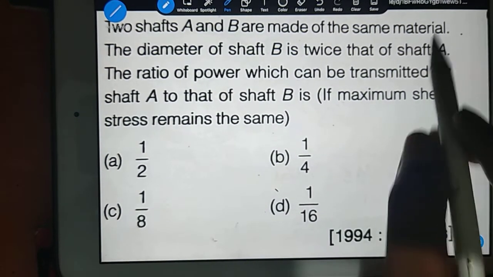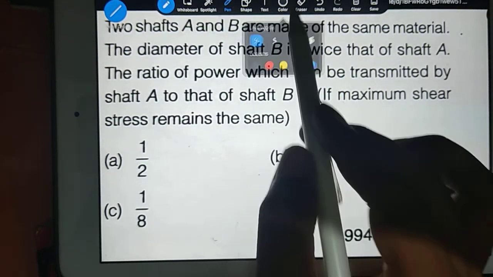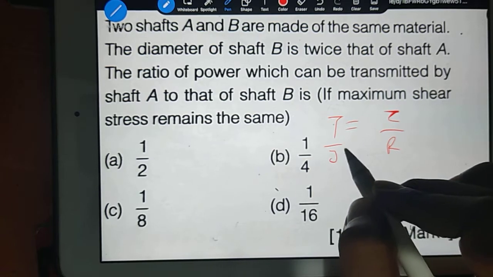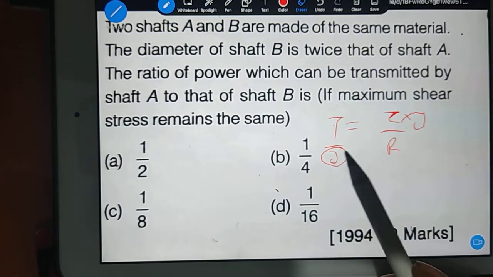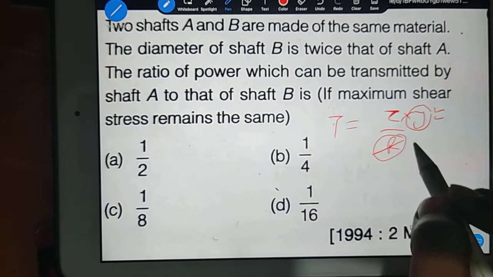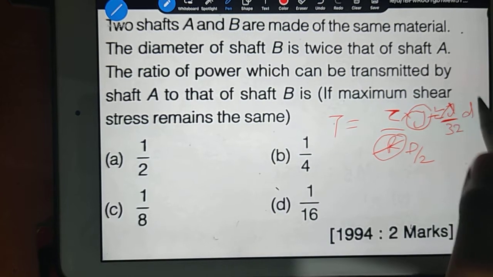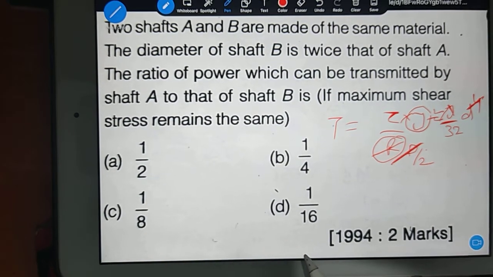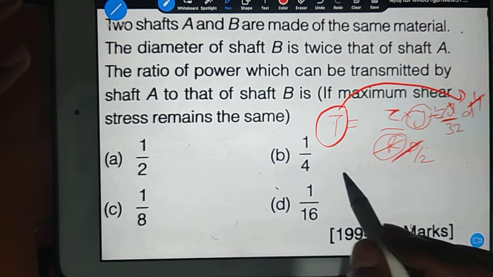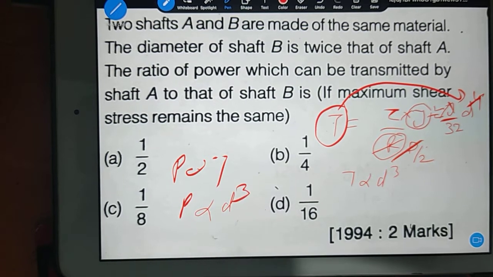So first you go for the torque. How much torque? It is very, very easy. I will change the color. You see how easy it is. Your T is equal to tau by R times J. From here, the J value you substitute, and R will get cancelled. R you also put in terms of diameter, D by 2. J is pi by 32 D power 4. So one D will get cancelled, and you can clearly see that your torque is proportional to D power cube. Now torque is proportional to D power cube and power is proportional to torque, so power is proportional to D power cube.